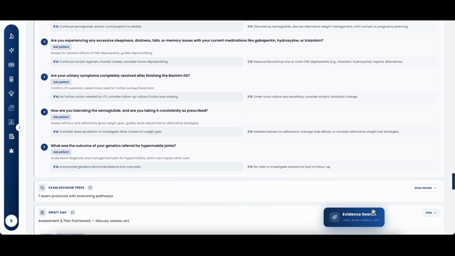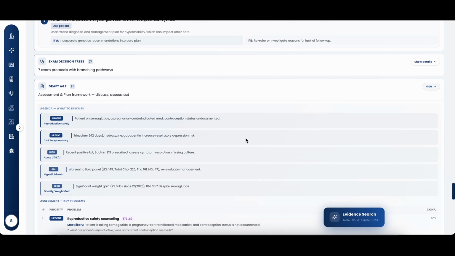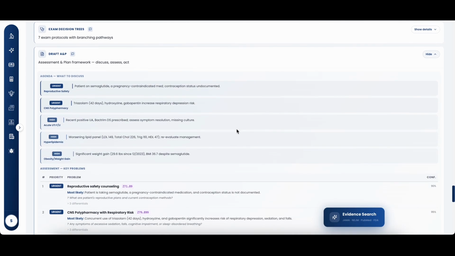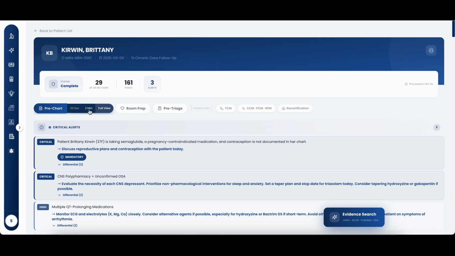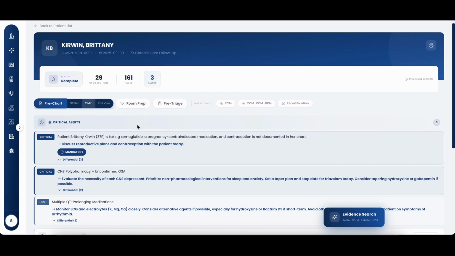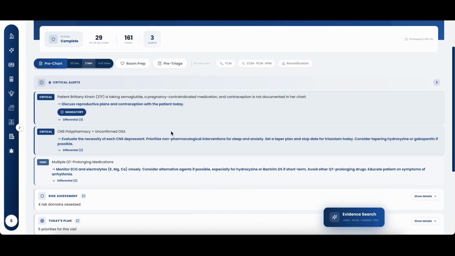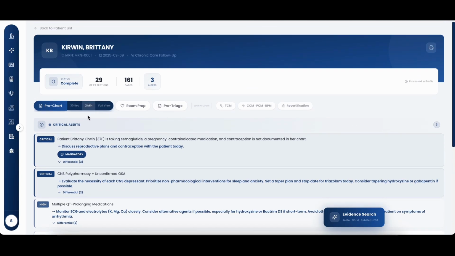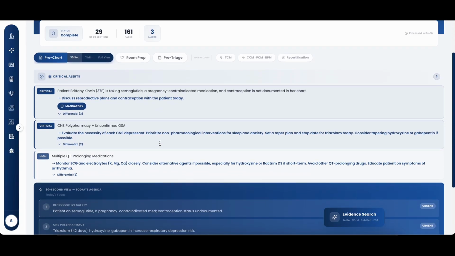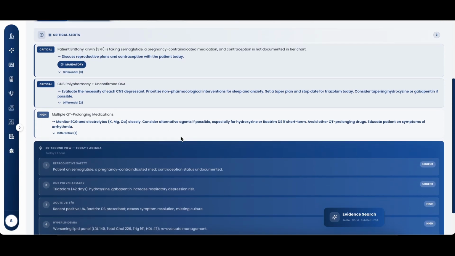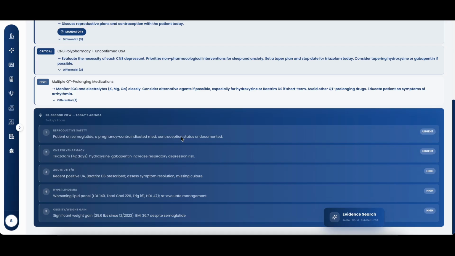A draft assessment and plan is already prepared. The physician reviews it, edits if needed, and signs. Same information, compressed based on time available. 2-minute view. Key clinical picture with reduced detail. 30-second view, alerts, visit purpose, top priorities. Go deep when needed or stay at a headline level between patients.